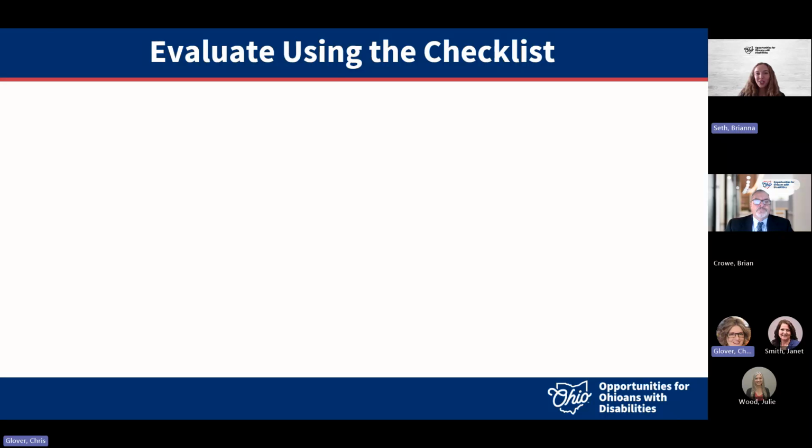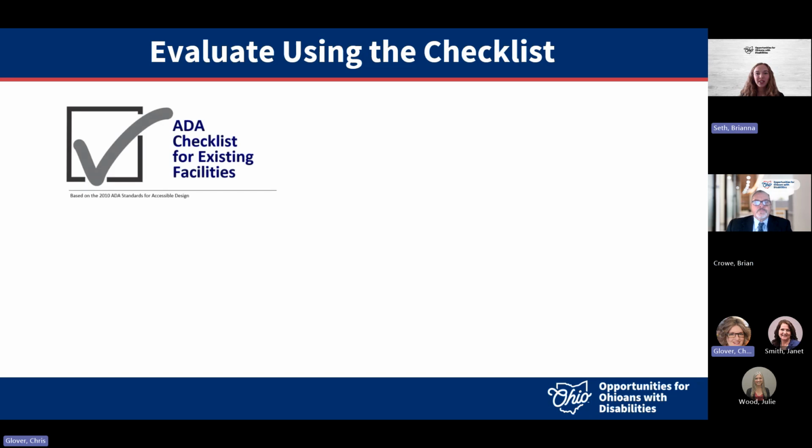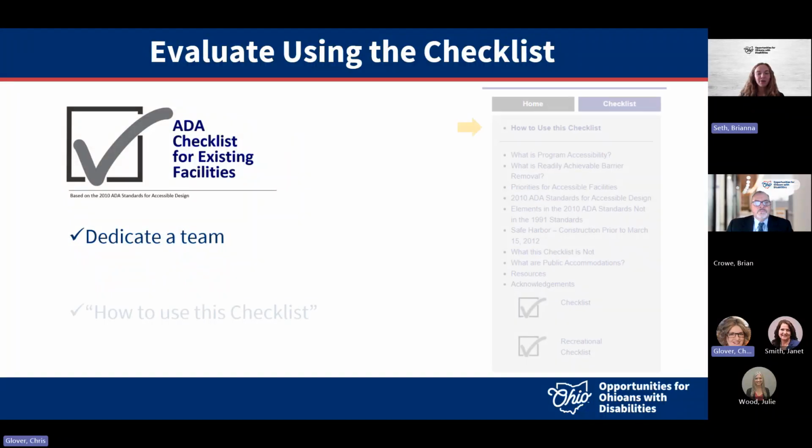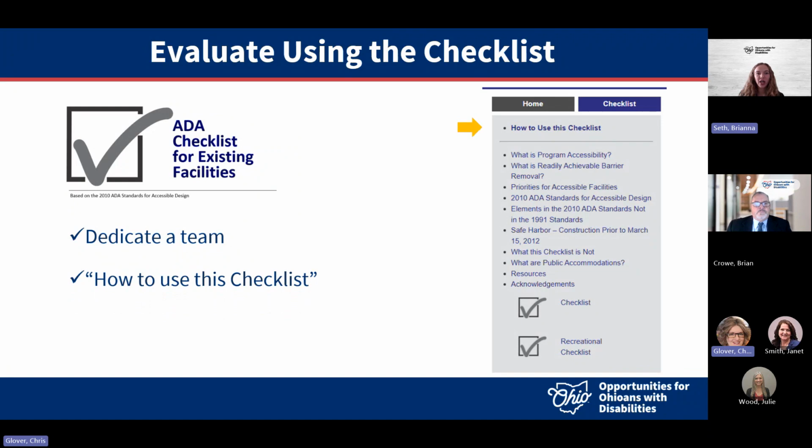Well, Brian, according to the scouting report, a good place to start is by using the checklist to evaluate the environment to identify barriers. Just remember to have the standards nearby for reference. The first step is to dedicate a team to use the checklist. Then have the team refer to the How to Use the Checklist section of the tool that we mentioned earlier. This will prepare the team with helpful information for assessing certain aspects of the environment, like door width and hardware. The team can reference this section before starting the evaluation and throughout it.